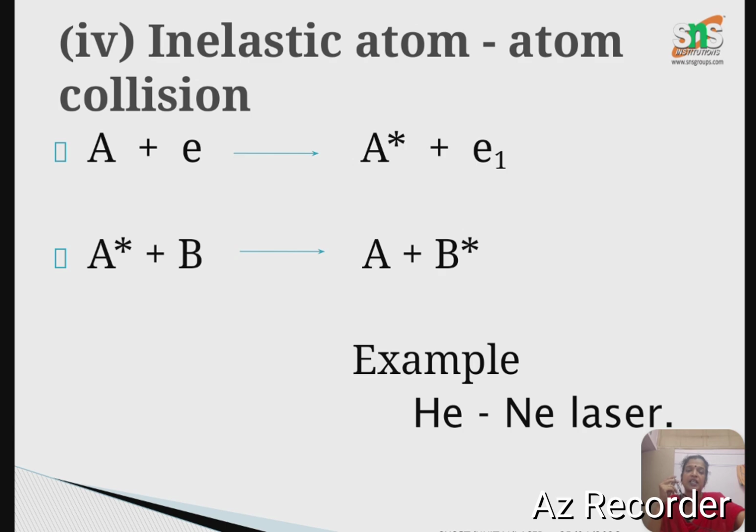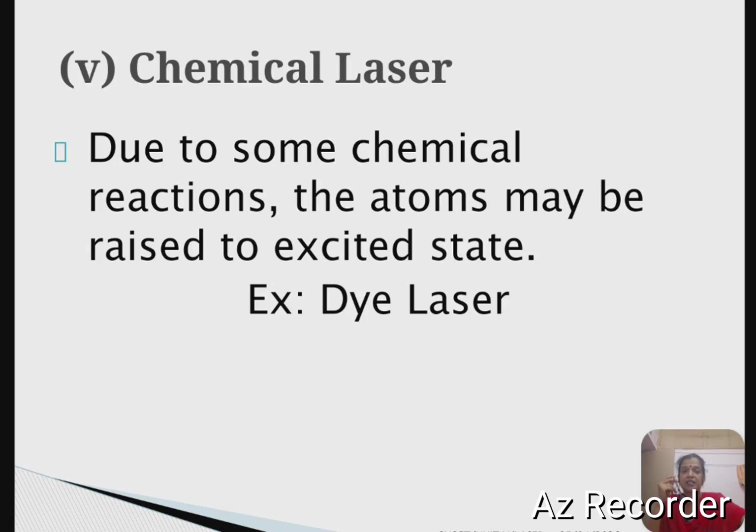So next one is the inelastic atom-atom collision. So here we have two atoms which have the same energy level, and in that, one of the atoms collides with the electron and absorbs some energy and then moves to the excited state, and the excited atom collides with the B atom, and that can be moved to the excited state. So the example is helium neon laser. Chemical laser: due to some chemical reactions, the atoms may be raised to excited state, as in dye lasers.